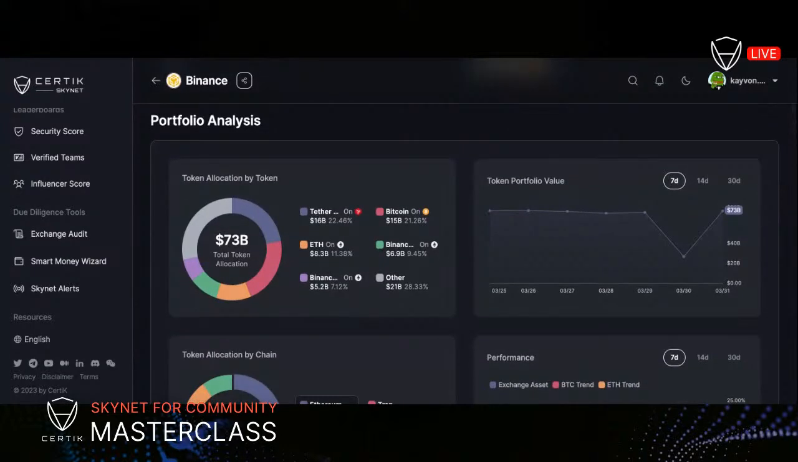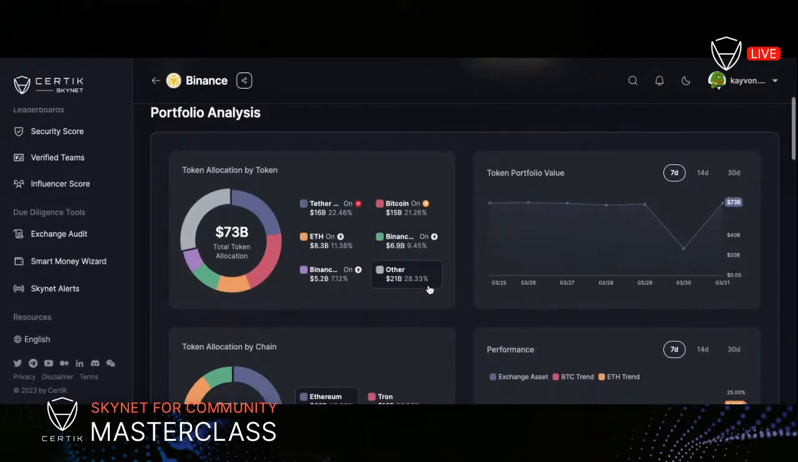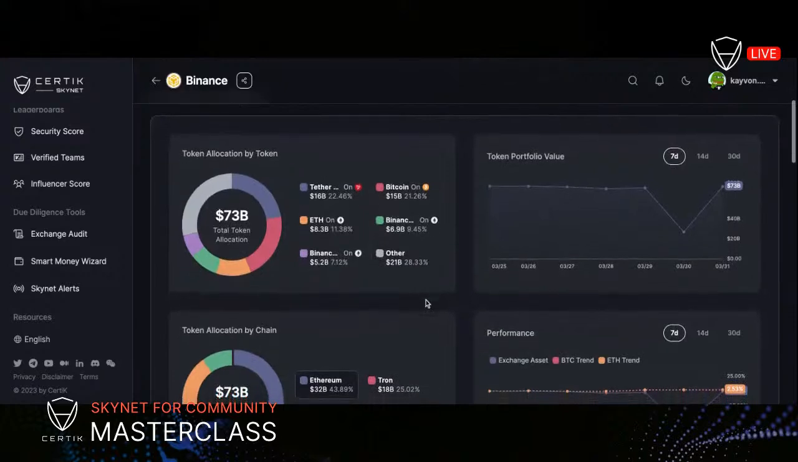So what we can do is come down to the portfolio analysis section, and this is a very simple allocation breakdown where you can see the different assets that they're holding. So, of the $73 billion in Binance's wallets, 16 billion of that is Tether, for example. 15 billion of that is Bitcoin, 8.3 billion of that is Ethereum. You've got 6.9 billion in BNB, and then you can also see the corresponding portfolio percentage value next to that as well.